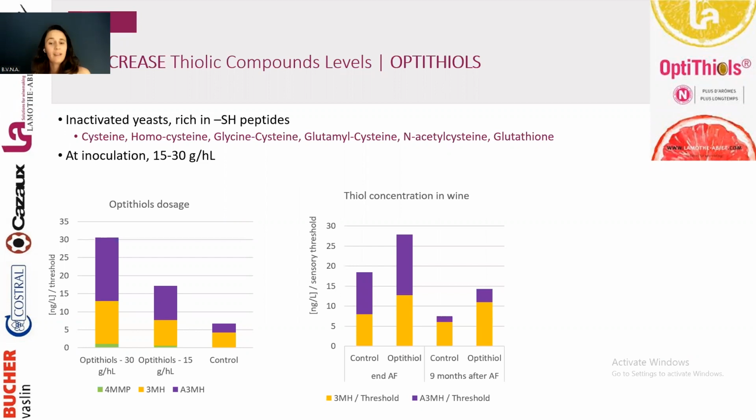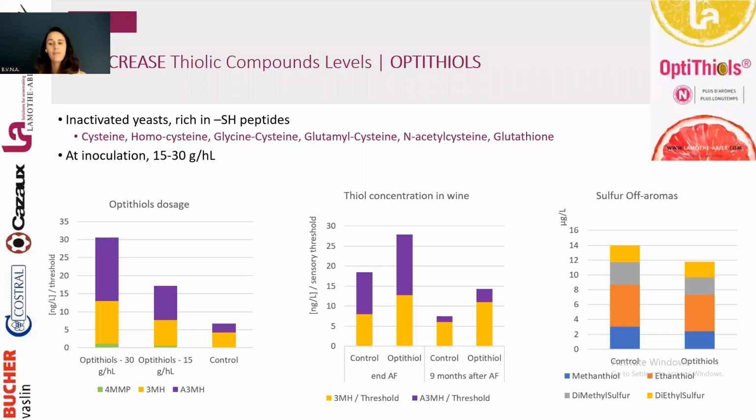When we look at it 9 months after fermentation, we still have the same difference. So these compounds are stable. It's not only during fermentation. It is actually creating a wine that has more aromas. And for those who could be worried about adding sulfur peptides in juice and reduction, here I'm showing you that there is less reduction when we use Optithiol. The control is the first line that you see here, and here we have the Optithiol. There are fewer sulfur aromas.